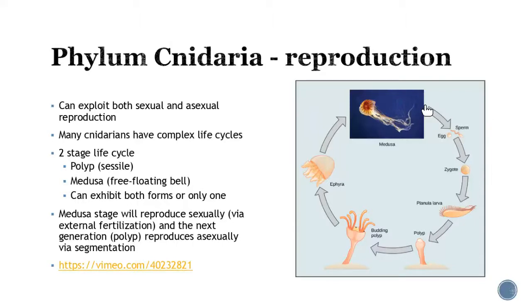Now it can exhibit one form or both. It depends on the type of species that you have right here. So we'll have initial fertilization happen, the zygote, and those larvae that will eventually go into a sessile stage, and it'll go through its changes and become a budding polyp. And then you'll see these polyps release, and they form these little baby-looking jellyfish right there, and then those will go through and become bigger.